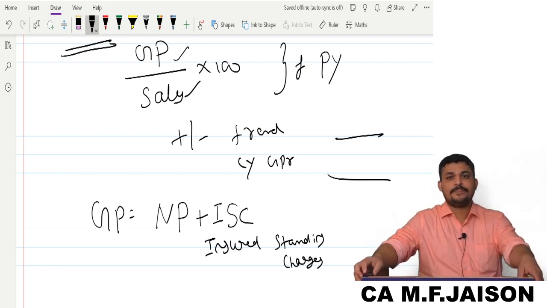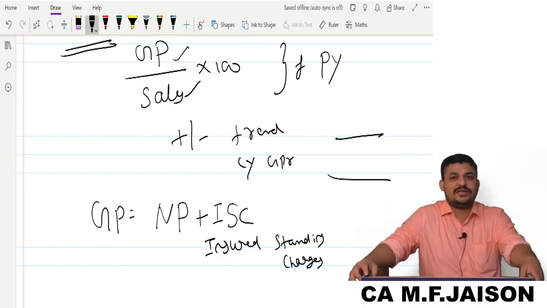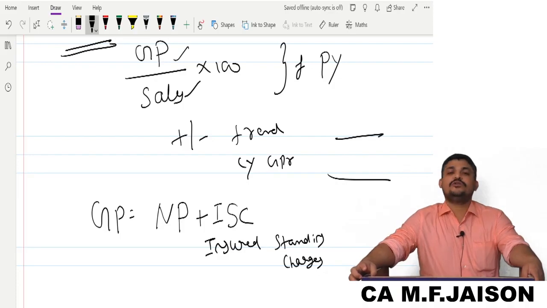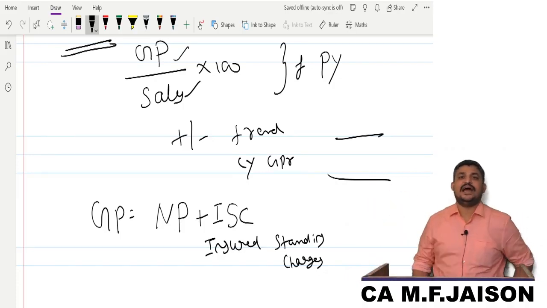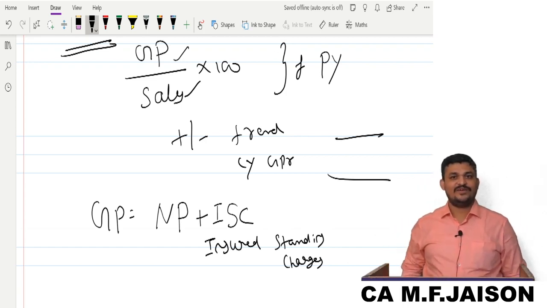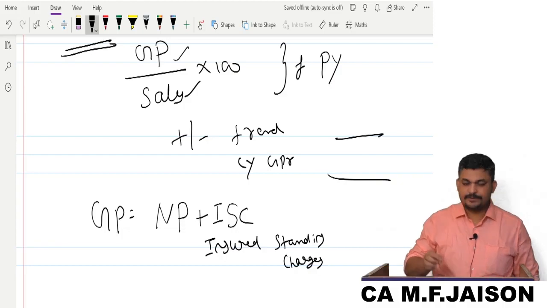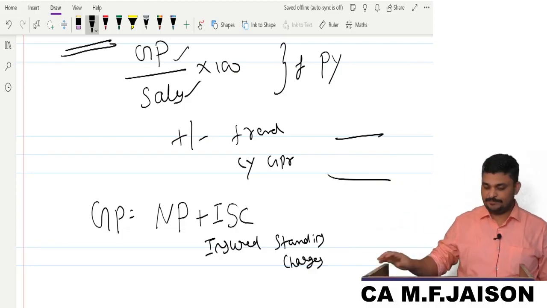It is called those standing charges which are not covered by the policy. We call it uninsured standing charges. So we should not take uninsured standing charges. We should take only insured standing charges for the purpose of claim. I hope you are following this. So okay, net profit plus insured standing charges is what we define as gross profit.